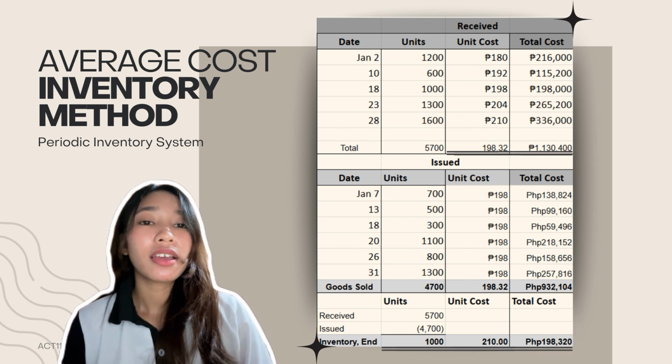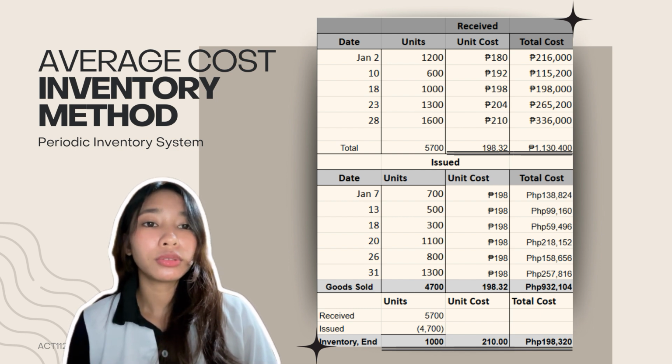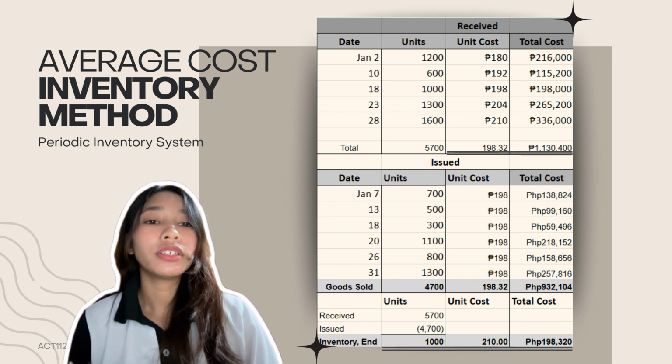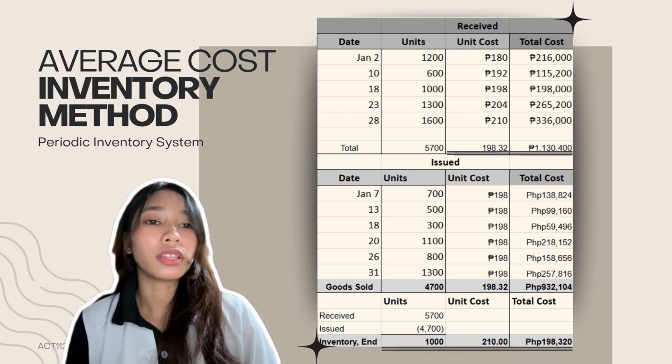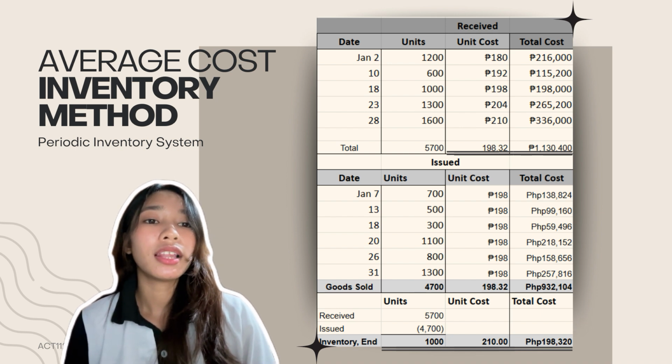To summarize, the average cost per unit is 198.32 pesos. Cost of goods sold, 932,104 pesos. Ending inventory, 198,320 pesos. The weighted average method provides a consistent, simplified approach to inventory valuation, especially useful when prices fluctuate. It avoids the complexity of tracking individual purchase layers like FIFO or LIFO.